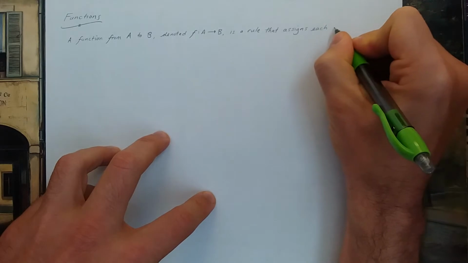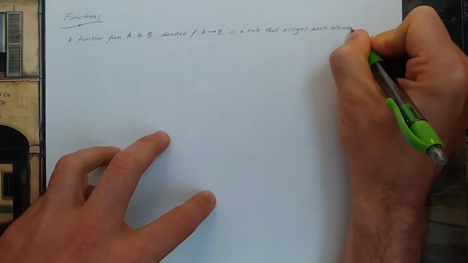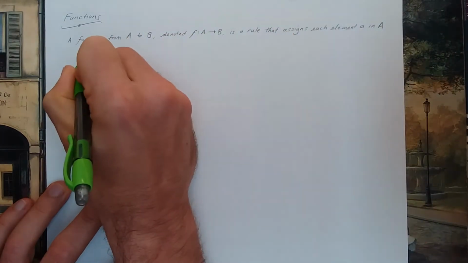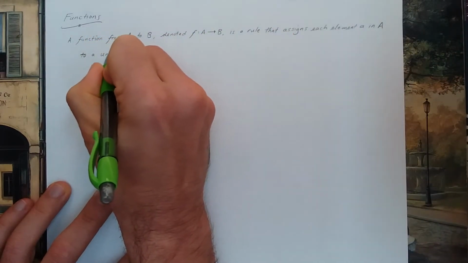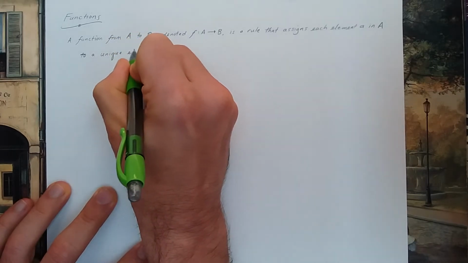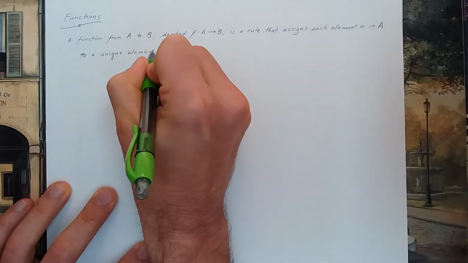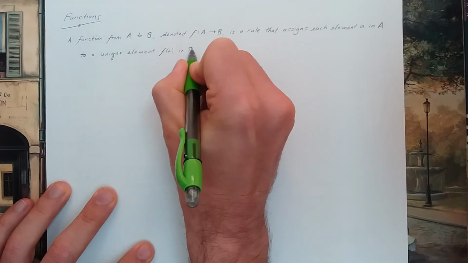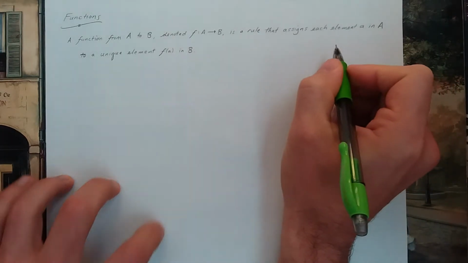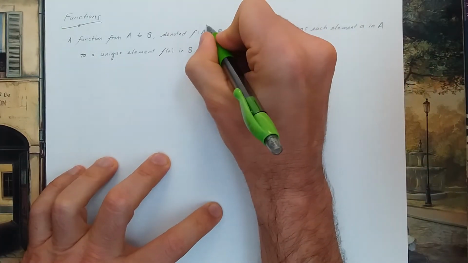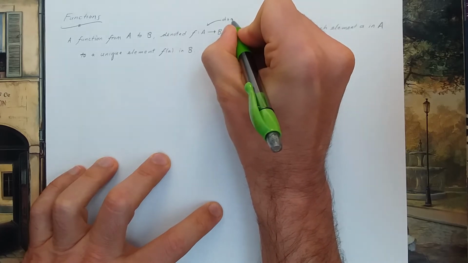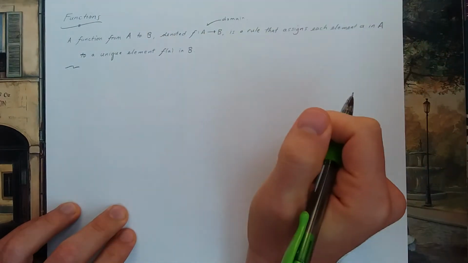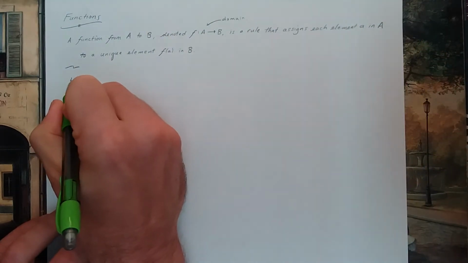each element a in the first set to a unique element, which we call f of a, in B. The set A here is the domain of your function. This is a very abstract concept, so let's see some concrete examples.